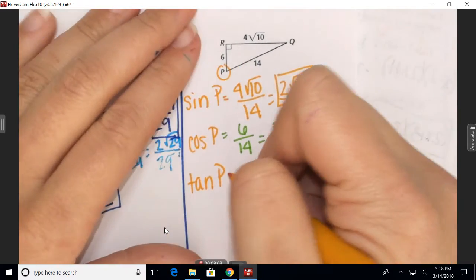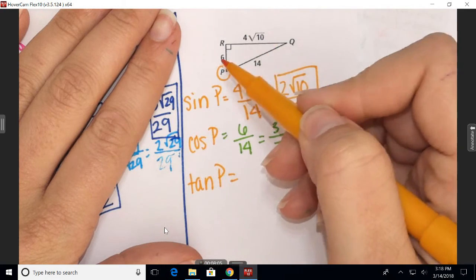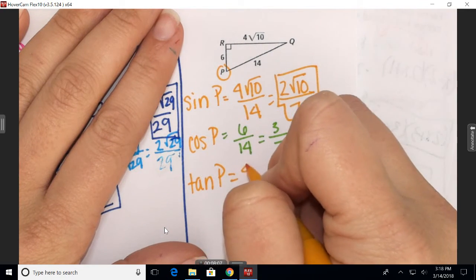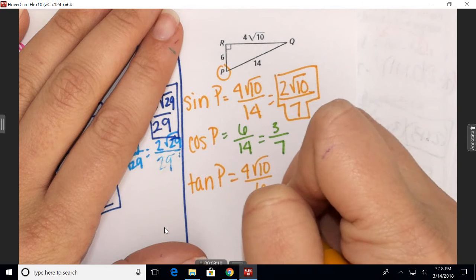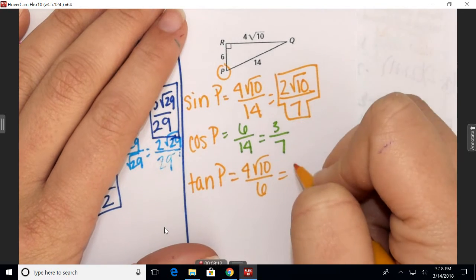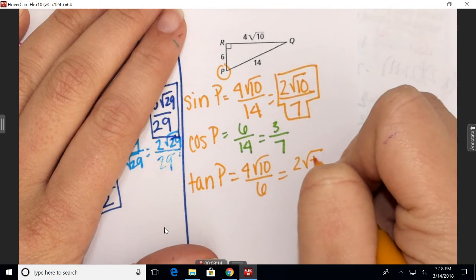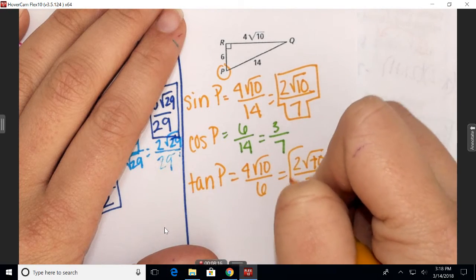The tangent of P is opposite divided by adjacent. So that's 4 root 10 divided by 6. We reduce the 4/6, which reduces to 2/3. So it's 2 root 10 divided by 3.